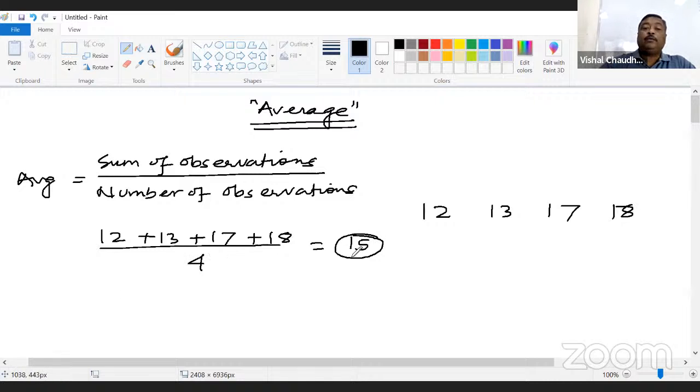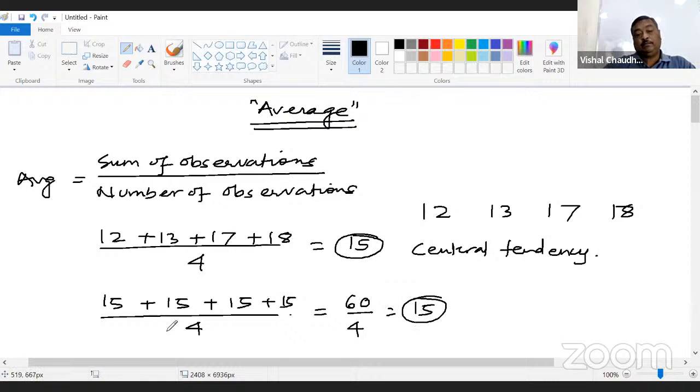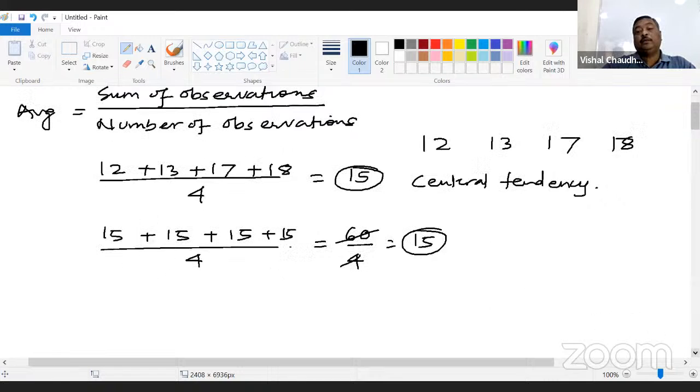Clear? Now this average, this 15 is my average and it is also known as the central tendency of a set of numbers. If we replace all the numbers by 15, my sum total will be the same as well as my average will be the same in both the cases. This is why it is known as central tendency.